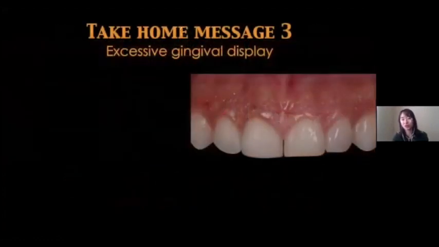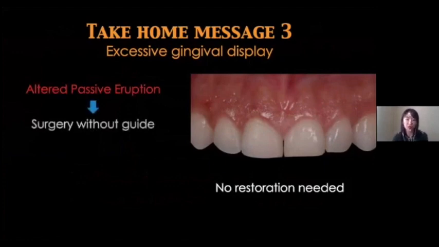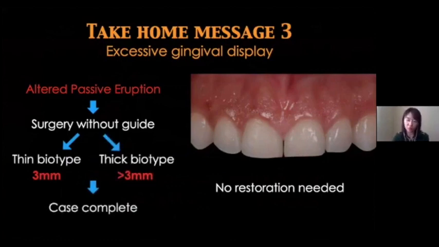So the take-home message 3 here is, for excessive gingival display, if you diagnose it as an altered passive eruption, there's no restoration needed. And for the surgery without a guide, you don't need any surgical guide, you just need to follow the CEJ. If it's a thin biotype, you remove 3 millimeters. If it's a thick biotype, you remove more than 3 millimeters. And then the case is complete. No need for veneer, no need for extra crown, just counting on the patient's natural tooth.